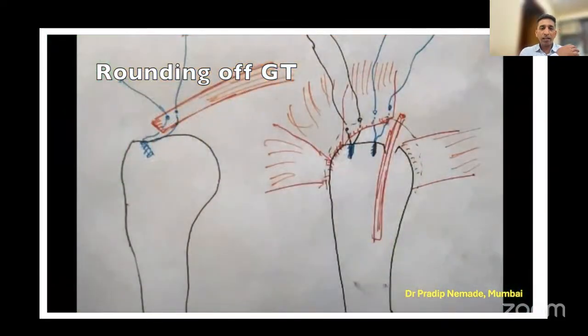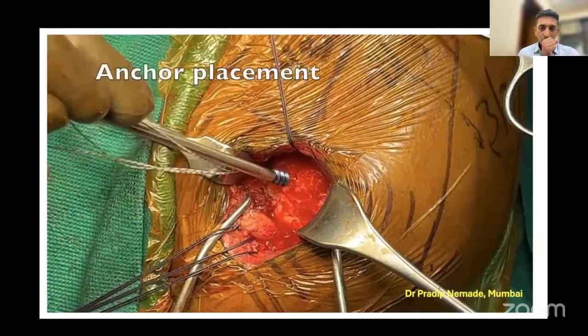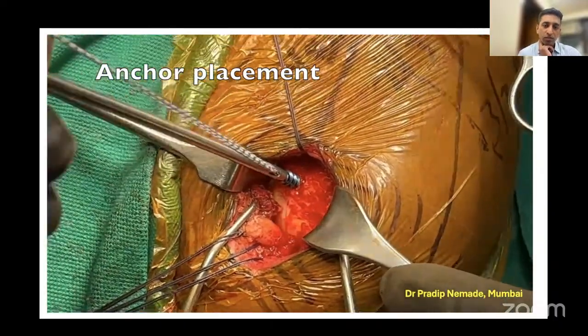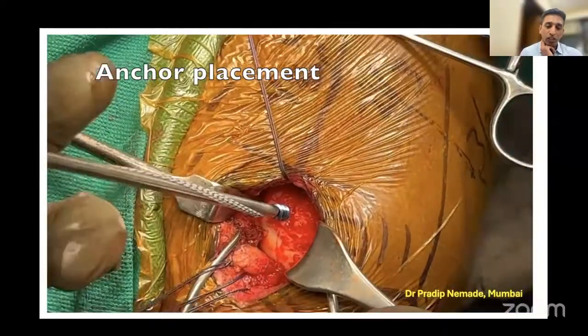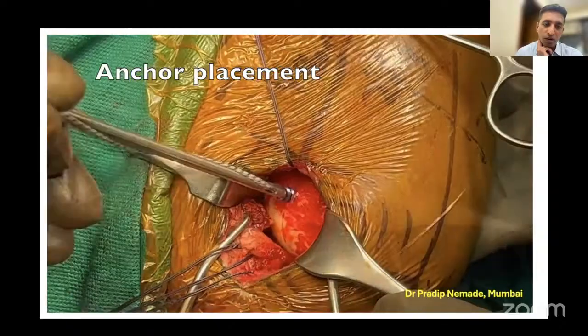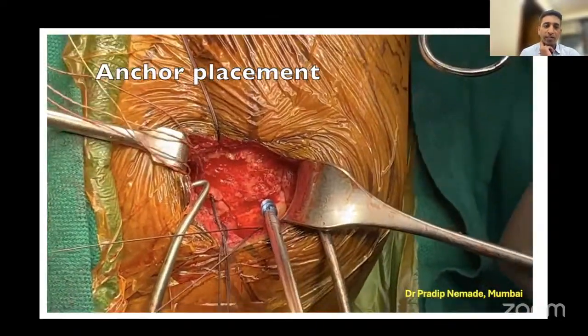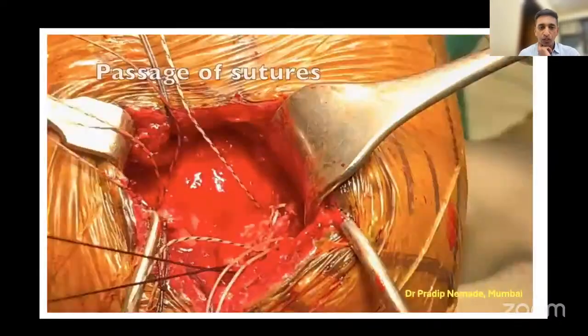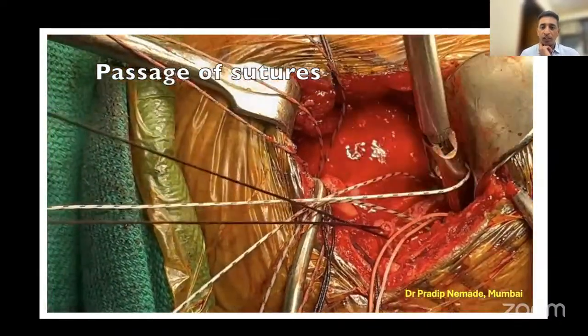Then we pass the anchor. So that is the anchor that is going at the cuff margin, at the margin of the articular cartilage. Sometimes we want to take off some part of the articular cartilage just to medialize the cuff, as we are doing here for this anchor, especially if we see that there is excessive tension.